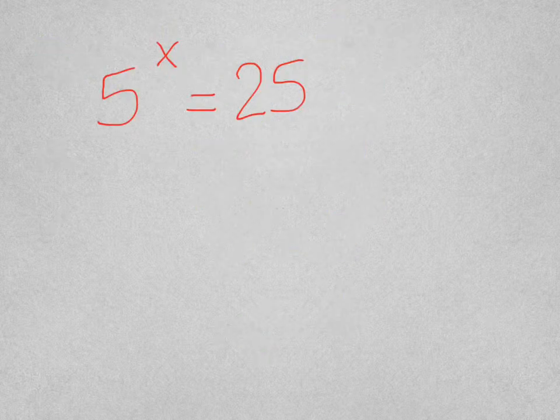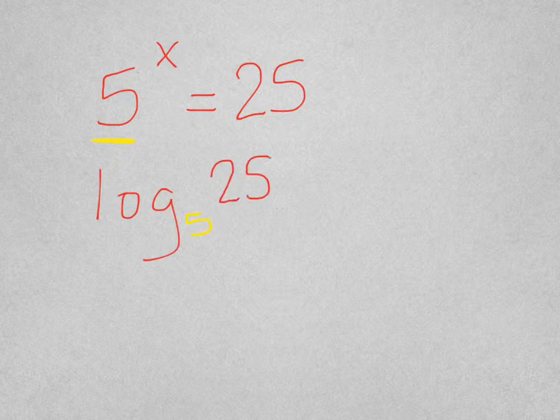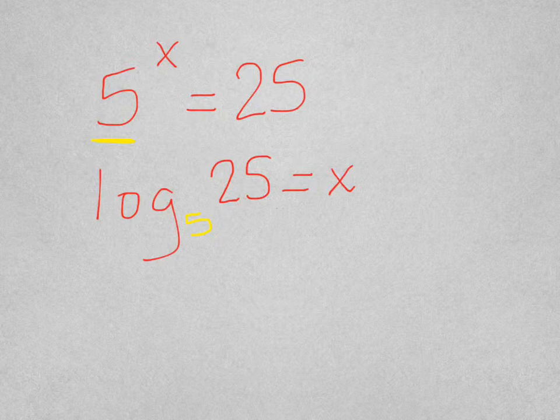We can also use logs to solve problems. For instance, if we have 5 to the x equals 25, we can say log base 5 of 25 is equal to x. We've changed our exponential form to log form. Notice the base is in yellow. Underlined in yellow is 5. x is your solution, and 25. So we have 5 to the x is equal to 25.